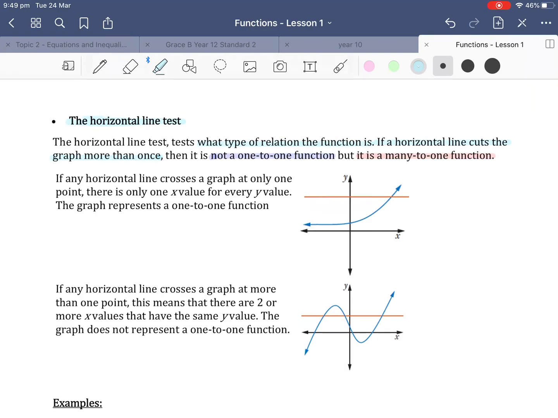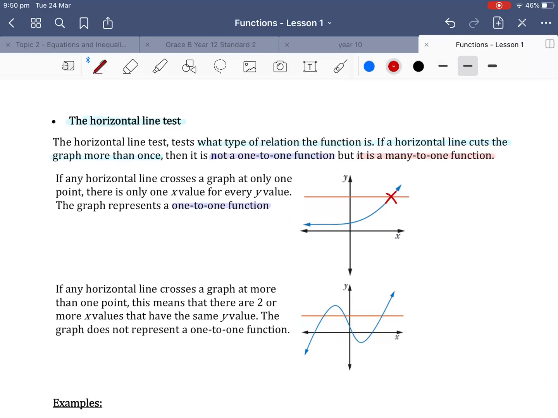So if any horizontal line crosses a graph at only one point, there is only one x value for every y value, and the graph represents a one-to-one function. So right here, it only crosses once. So it is a one-to-one function.